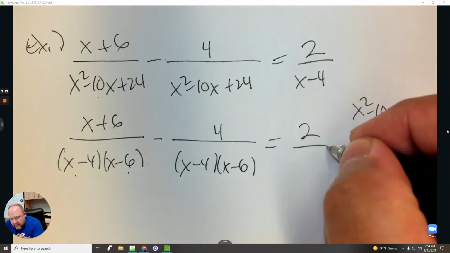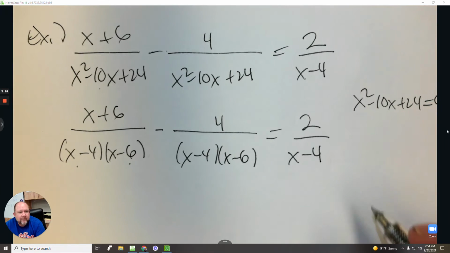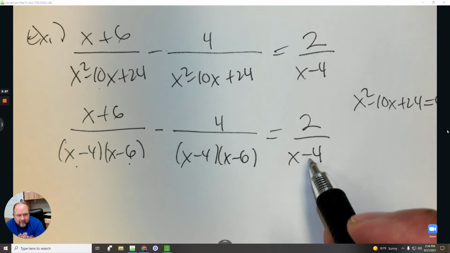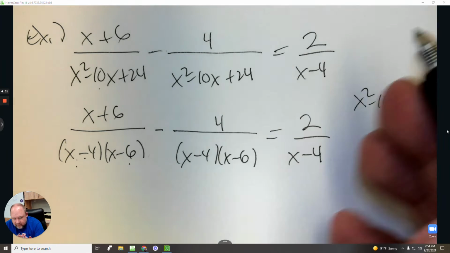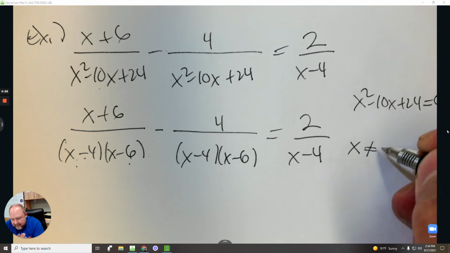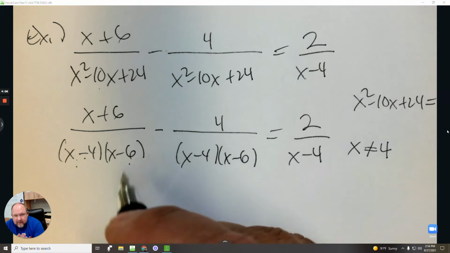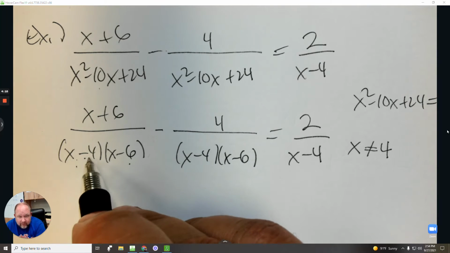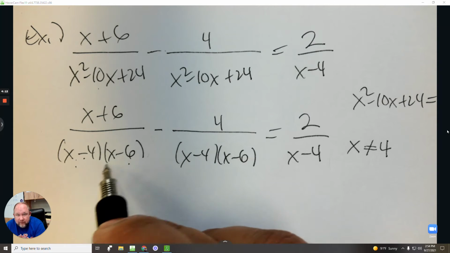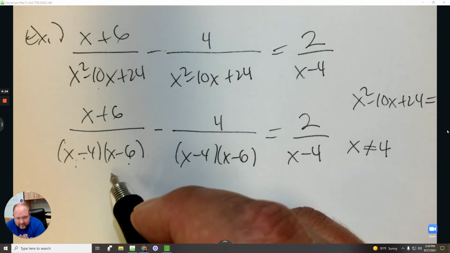And then the last denominator is x subtract 4 by itself. Now look at the denominator. What is the 0 of this? What makes it 0? So I want you to notice that x cannot be positive 4. Because positive 4 take away 4 is 0. And 0 times anything will give me a 0 in the denominator, which is undefined.